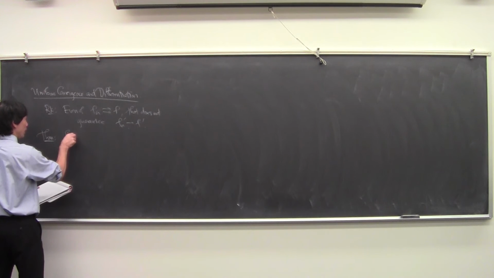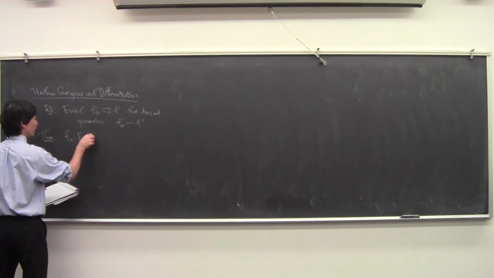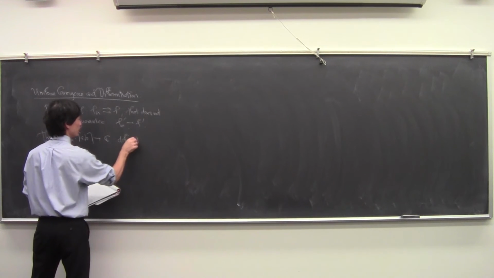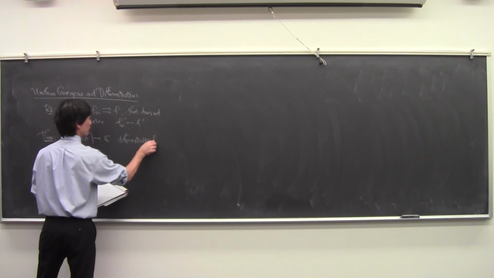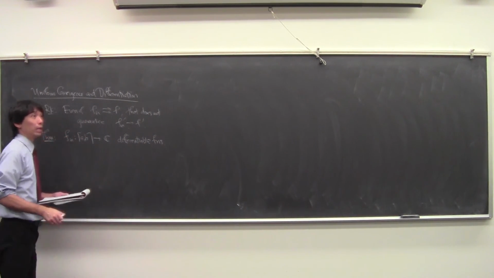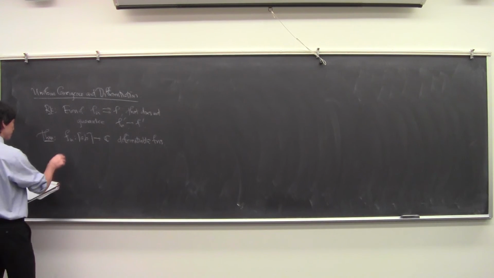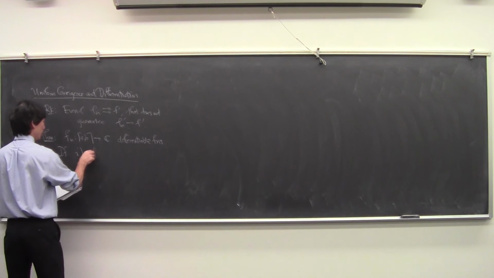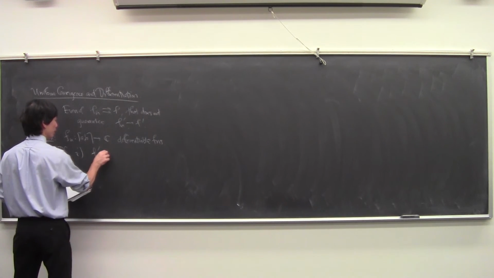However, we do have something along those lines, which is the following. So suppose you have a bunch of differentiable functions, okay, and you know that the derivatives fn prime converge uniformly.